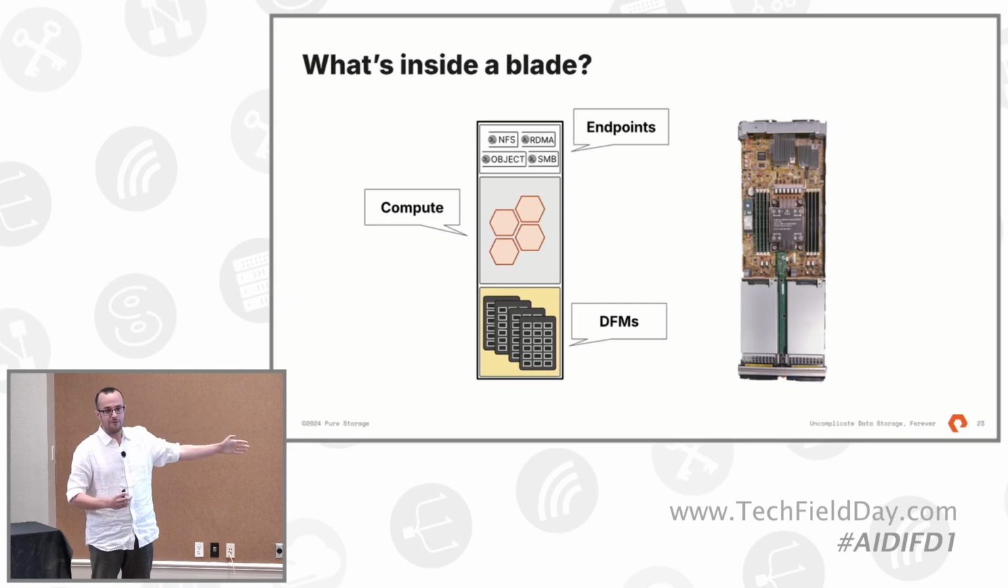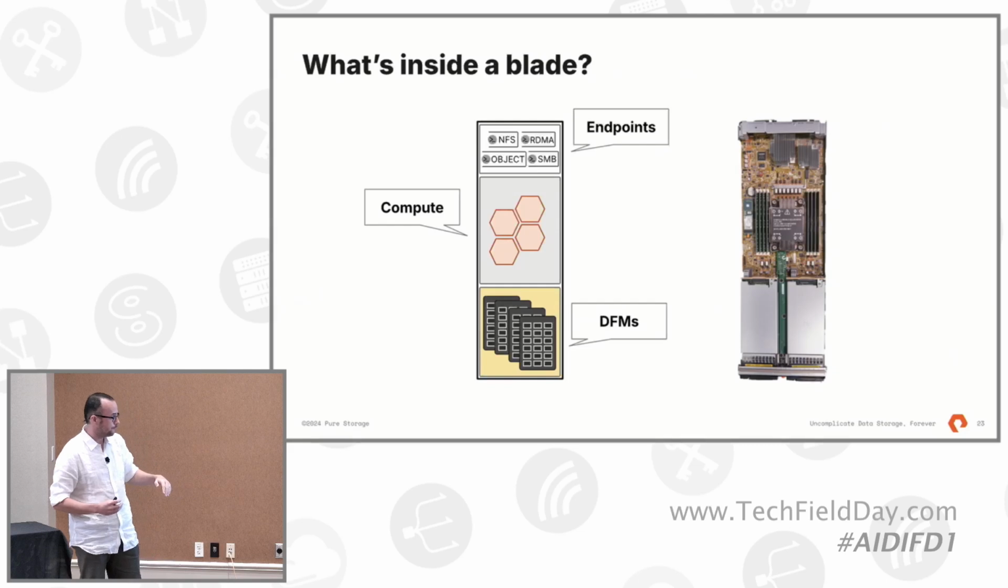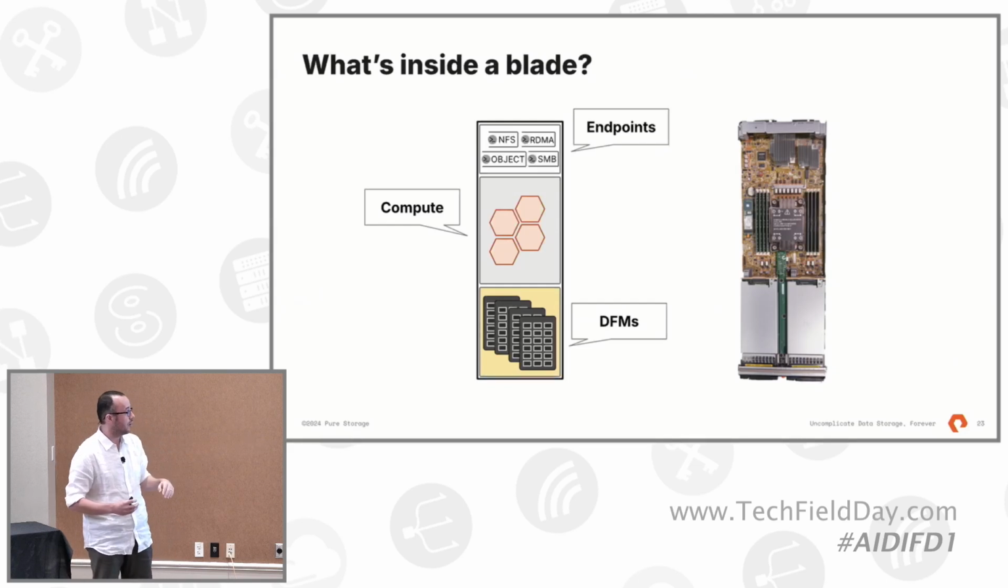I drew the diagram first and then realized that actually it maps on perfectly to the geometry of the blade, which is really handy for this slide. We need somewhere to store the data. So the direct flash modules, the DFMs, are on the bottom in the diagram, and you can see the enclosures in the picture on the right.